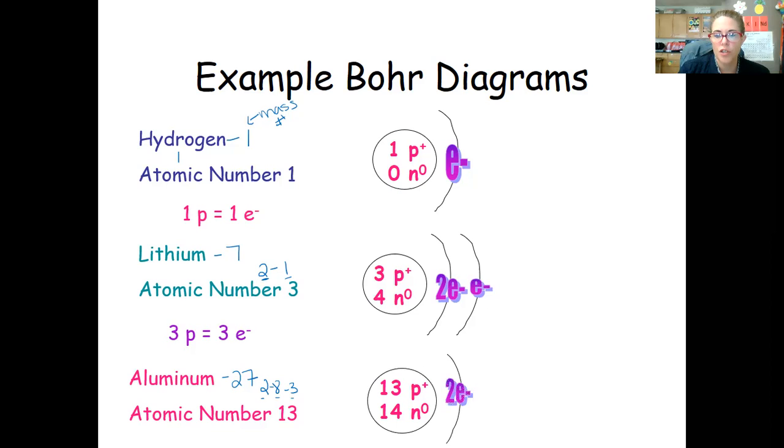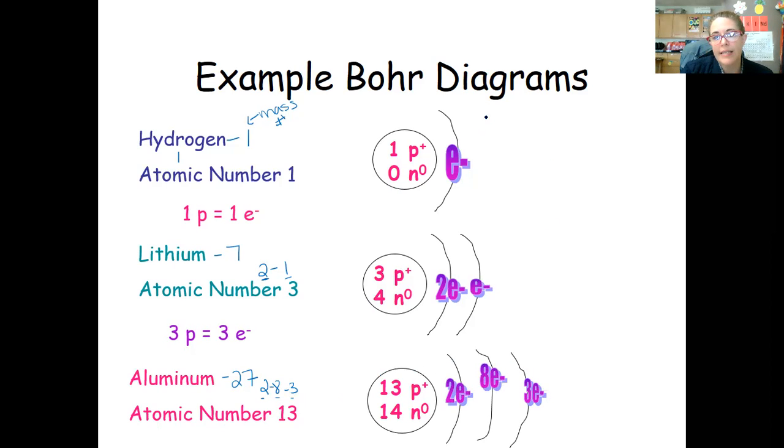Energy level 1 holds 2 electrons. I still have 11 to go. So now I'm going to put the next one here. The next energy level can only hold 8. So there's going to be those 8 electrons. And then the last is going to be those 3 electrons. So now that's going to be where our 13 electrons are going to live.